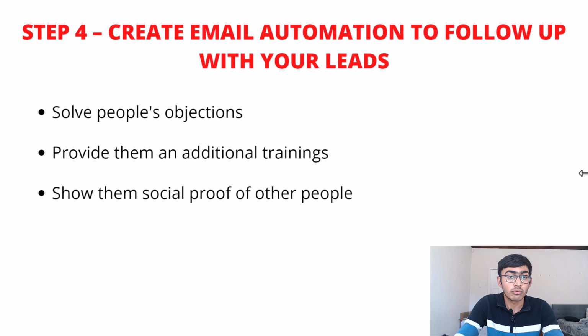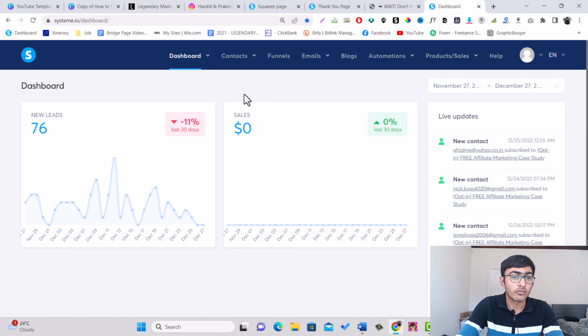So now I will show you my actual email automation sequence and explain how you need to remove your people's objections. This is the software that I'm using to create my funnel as well as my email automation. And this software is 100% free until you have 2,000 email subscribers on your list. So if you are a new affiliate marketer, I highly recommend you start with this software.